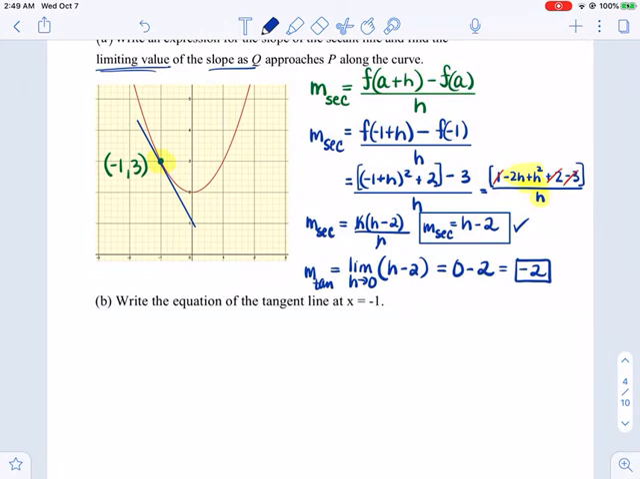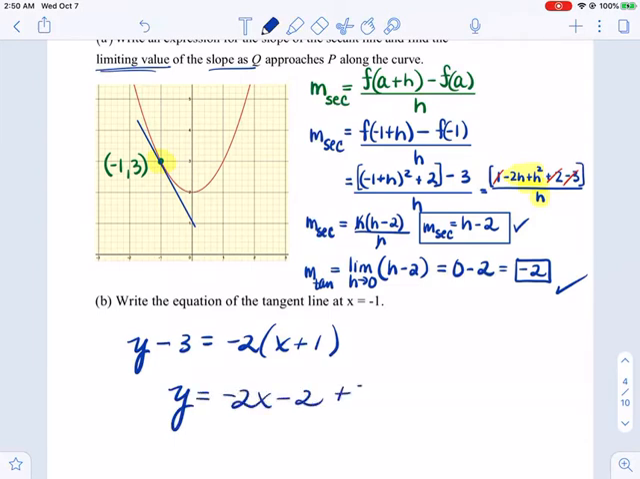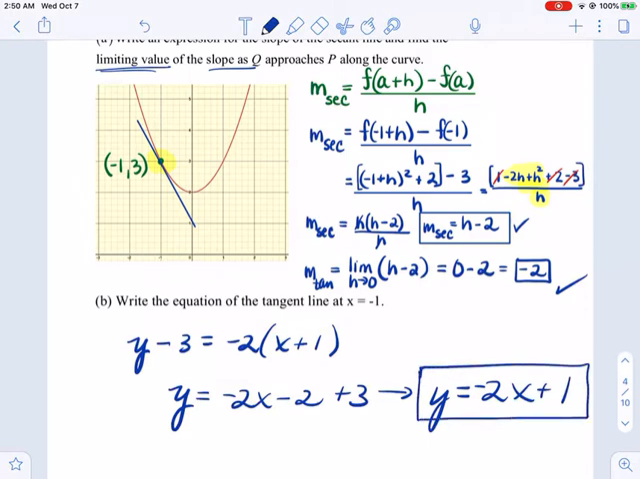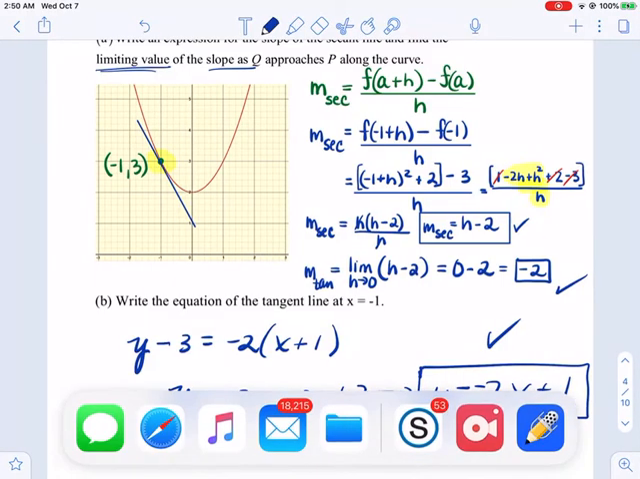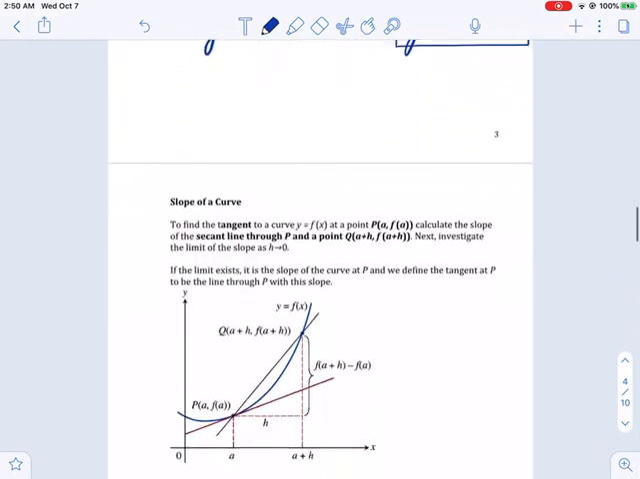Okay? So now we want to write the equation of that line. So we would simply take the point and put it in point slope form with our slope. So we have y minus 3 is equal to -2 times x minus a -1, which is x plus 1. So we get y is equal to -2x minus 2 plus 3. So we have y is equal to negative 2x plus 1. And there you have it. There it is. There you go. Okay. Let's see if I can get a couple more examples in on this video.